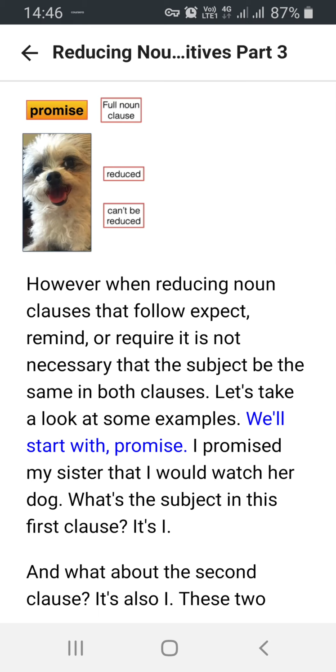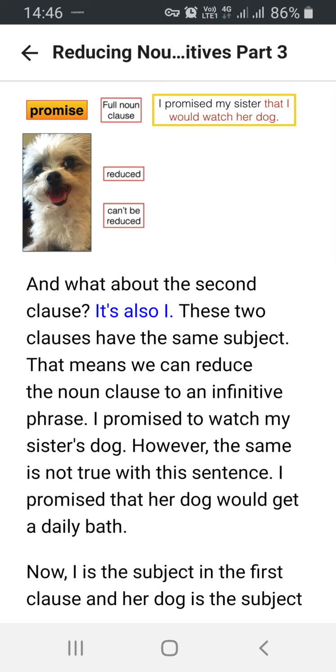We'll start with promise. I promised my sister that I would watch her dog. What's the subject in this first clause? It's I. And what about the second clause? It's also I. These two clauses have the same subject. That means we can reduce the noun clause to an infinitive phrase. I promised to watch my sister's dog.